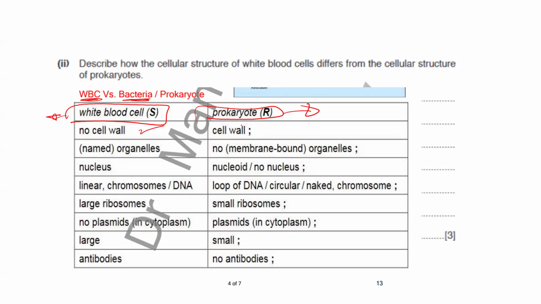Ribosome. Yes, only ribosomes, correct. We said it. No plasmids in the white blood cell. Of course, the bacteria have plasmids, this extra genetic material that usually contains antibiotic resistance genes. They're bigger. We said that.